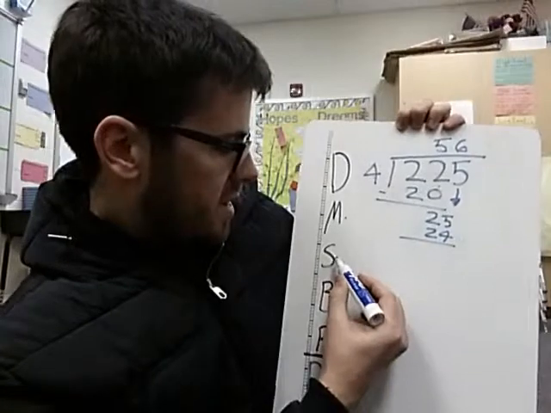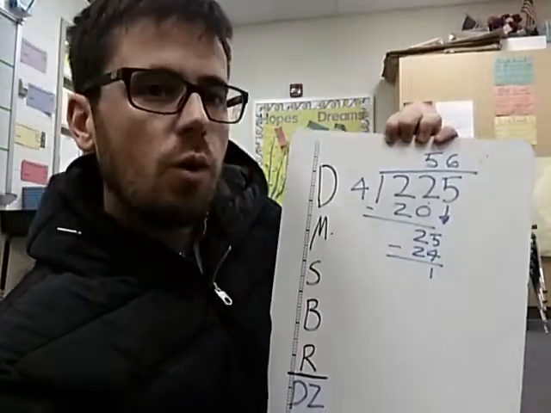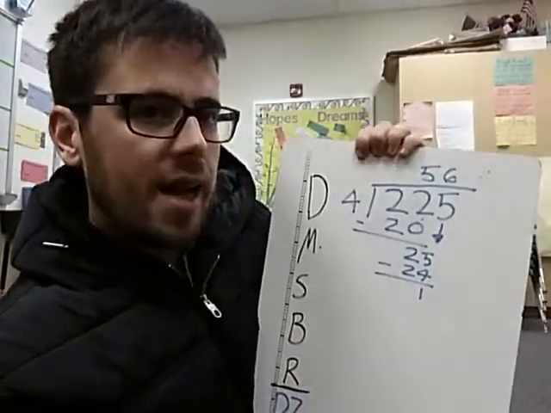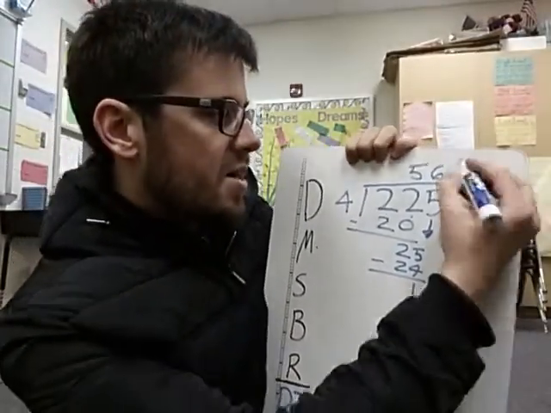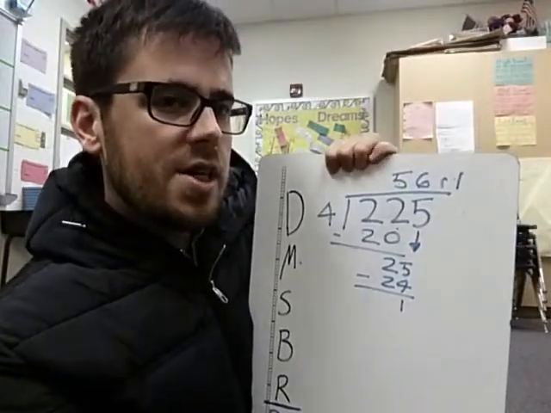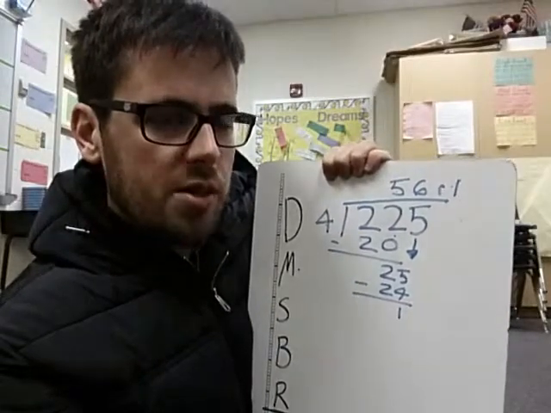We're going to go to our next step. We subtract and we have a 1 remainder. So if we were in 3rd and 4th grade math, we would be all done. We would say we have 56 remainder 1. But remember, in this video, I'm teaching you how to go beyond that. I'm teaching you how to find the decimal answer, okay?